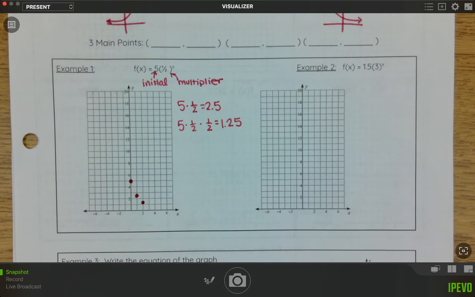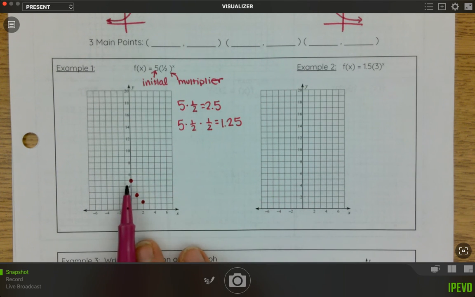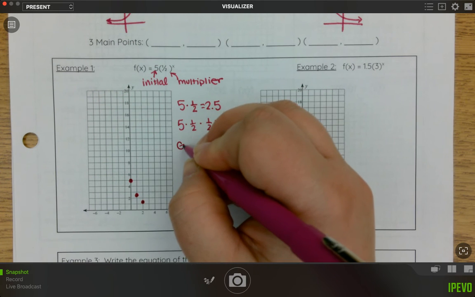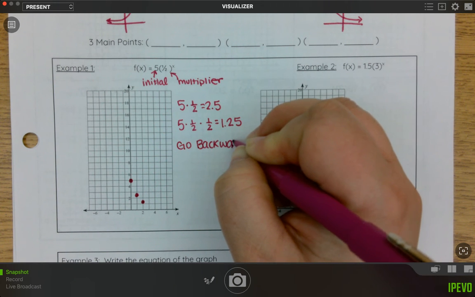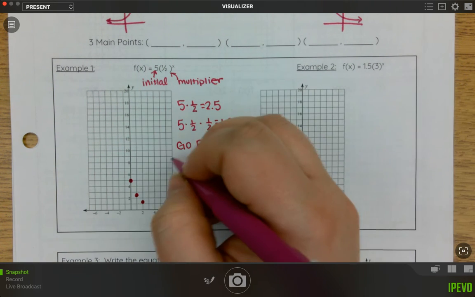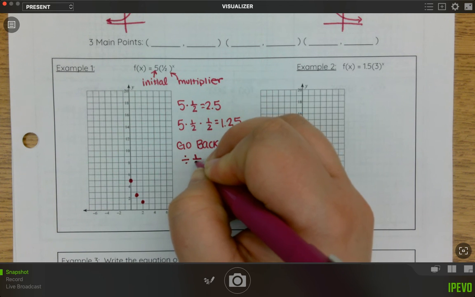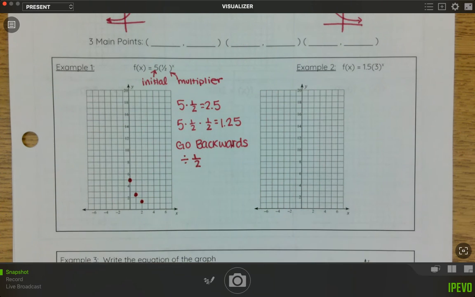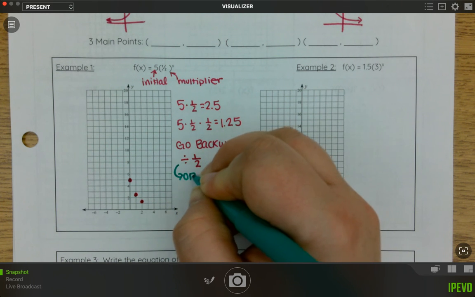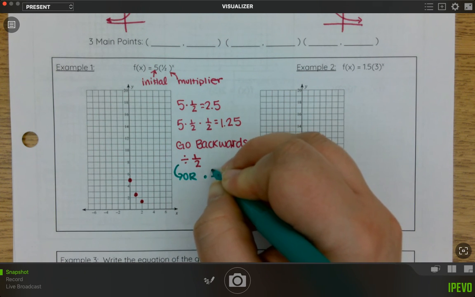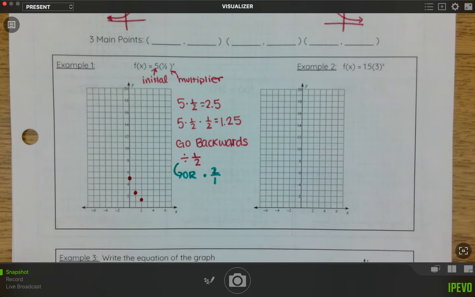And I can keep multiplying by 1/2 if I want, but I'm starting to get into some weird decimals, so I'm going to go ahead and stop and say this. You've got 2 points over here on the right side. We need one on the left side. So in order to go backwards, instead of multiplying by 1/2, we need to divide by 1/2. But it's really tricky to divide by a fraction. So what I'm going to do instead is multiply by 2 over 1, the reciprocal.